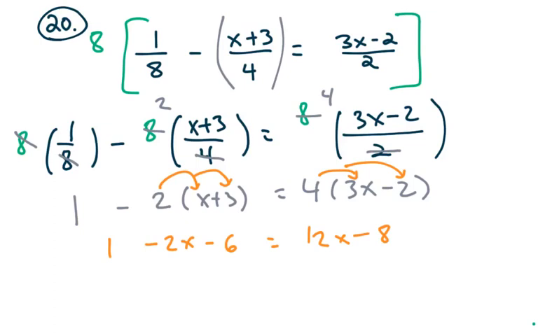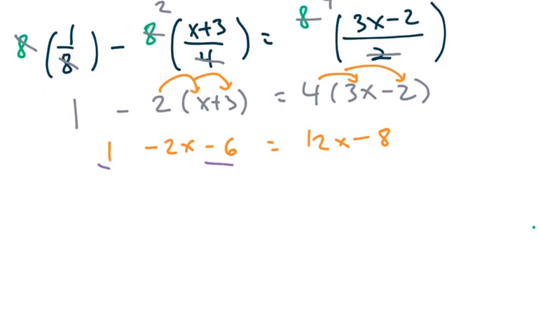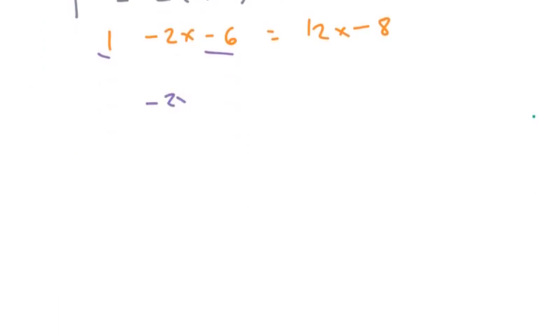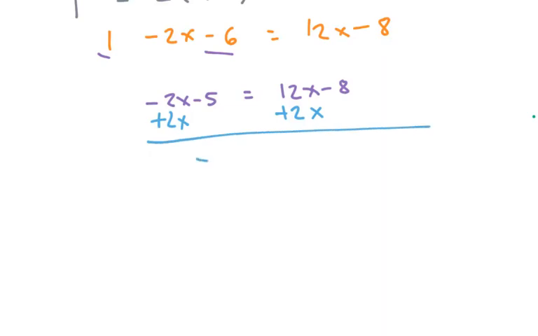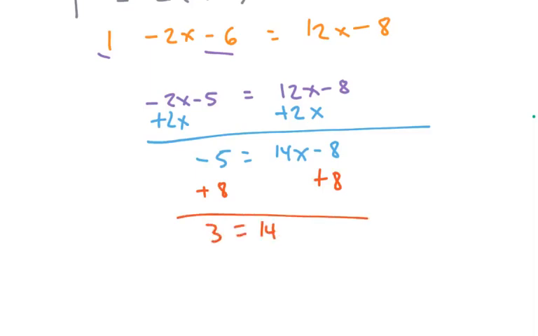And from here again, I'll just look to consolidate. I have 1 and minus 6, so I can put those together and get negative 5. The other side I have 12x minus 8. Now I will move the 2x over because I want to keep it positive. Negative 5 equals 14x minus 8. And then I will move the 8 over and get 3 equals 14x.